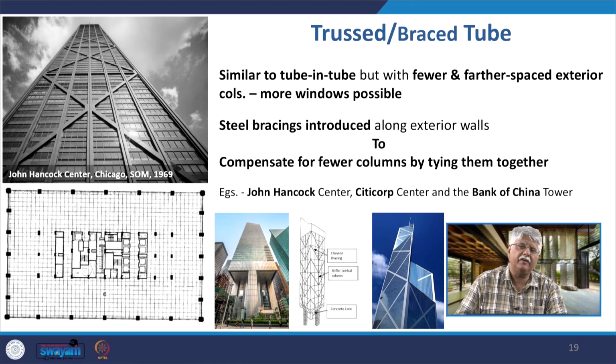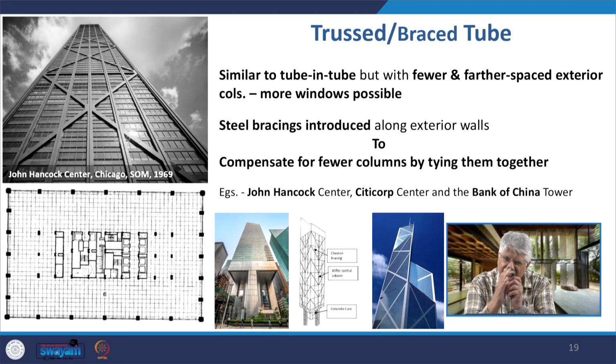Now, this truss brace tube system or the brace tube system was used here in the John Hancock Center. It is similar to tube in tube, but with few and farther spaced exterior columns. Remember what I told you in that case? In that case I told you that the columns are very closely spaced together, and there are these spandrel beams that are joining them.